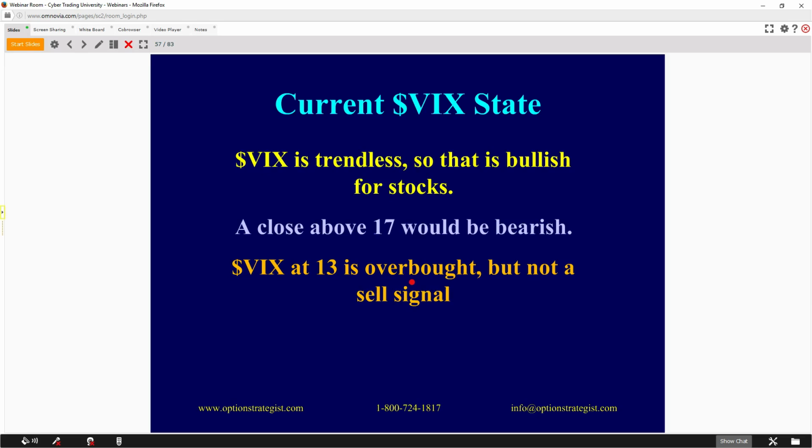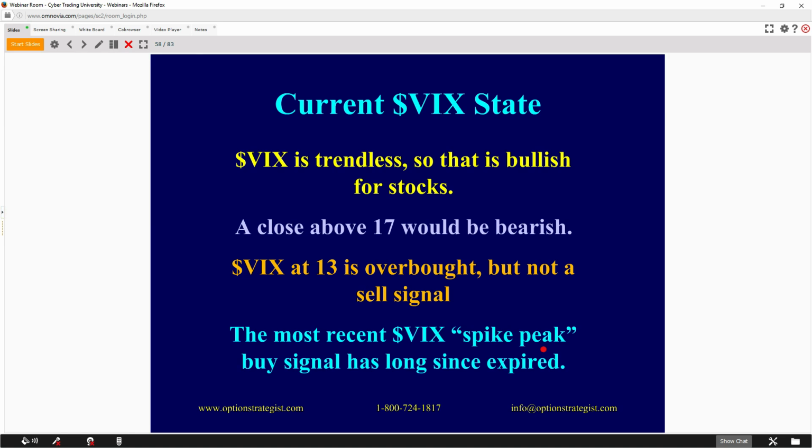Also, VIX is overbought here at 13, but as I said, that's not a sell signal. So, you might ask, what about that buy signal in VIX that was back there? Those only last in our system for about a month. So that buy signal was a good one, but it's long since expired.